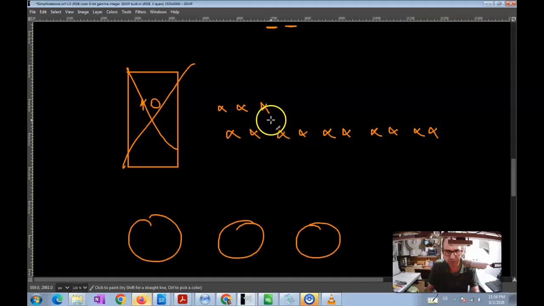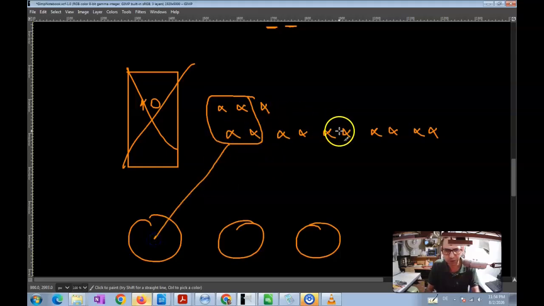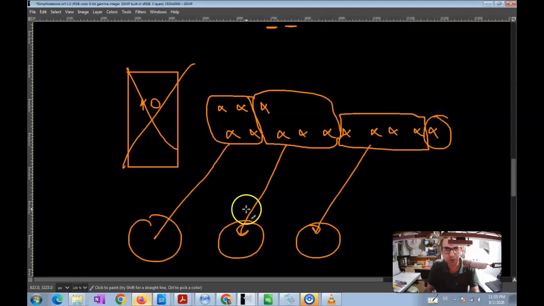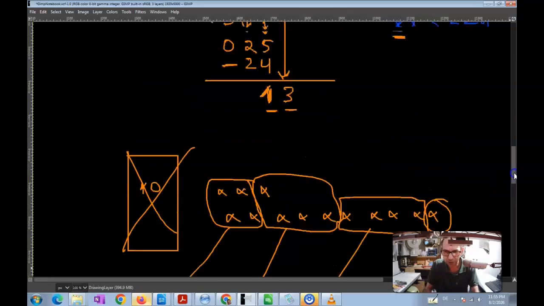So 13: I give 4 of these over here, and then another 4 of them I give to this group, and 1 pebble is remaining, right? The same operation we can now do in the long division algorithm.